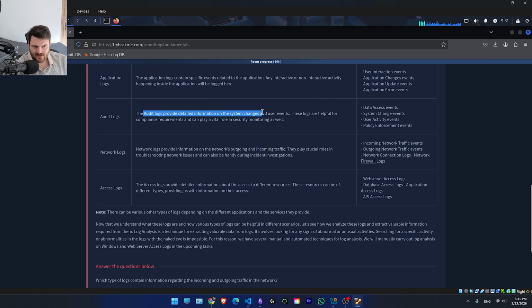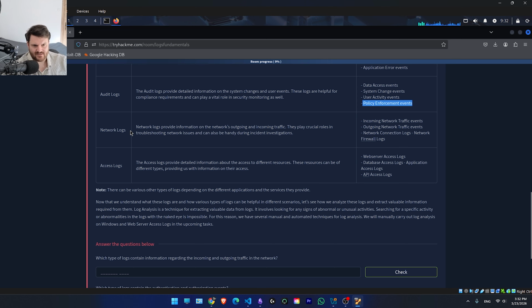Audit logs. The audit logs provide detailed information on system changes and user events. These logs are helpful for compliance requirements and can play a vital role in security monitoring as well. Data access events, system change events, user activity events, and then policy enforcement events.